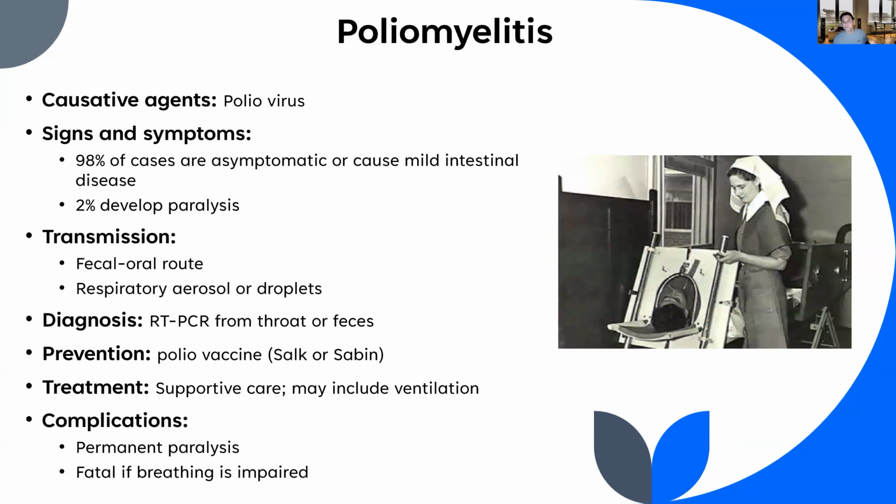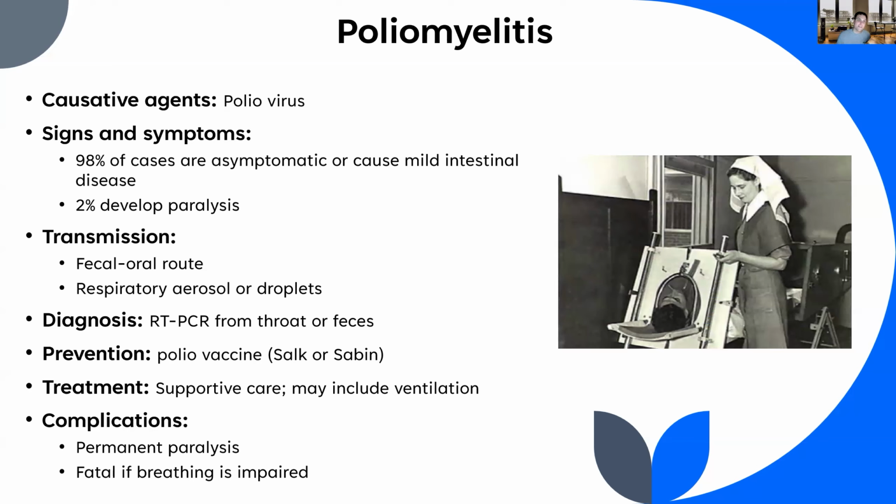Okay. The next one is poliomyelitis. Now, I want to be careful how we talk about this. The first thing to realize is the polio virus is not what a lot of people think it is. The polio virus is usually delivered through either respiratory aerosol or droplets or through the fecal oral route. And in 98% of cases, people who contract the polio virus will either be asymptomatic or experience a stomach bug: diarrhea, vomiting, nausea, that whole thing.